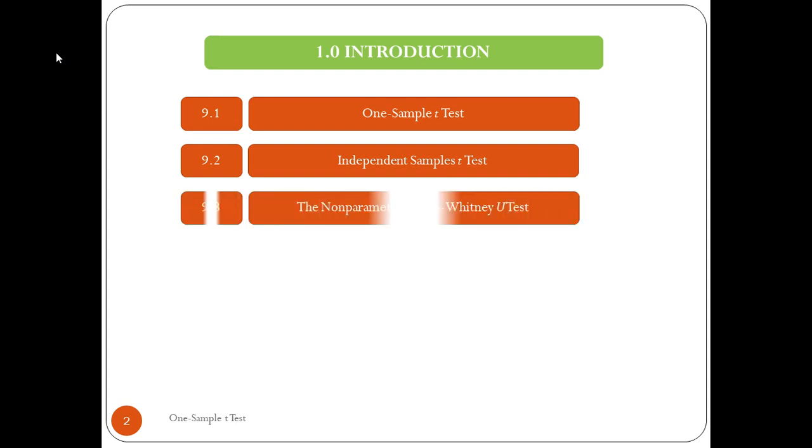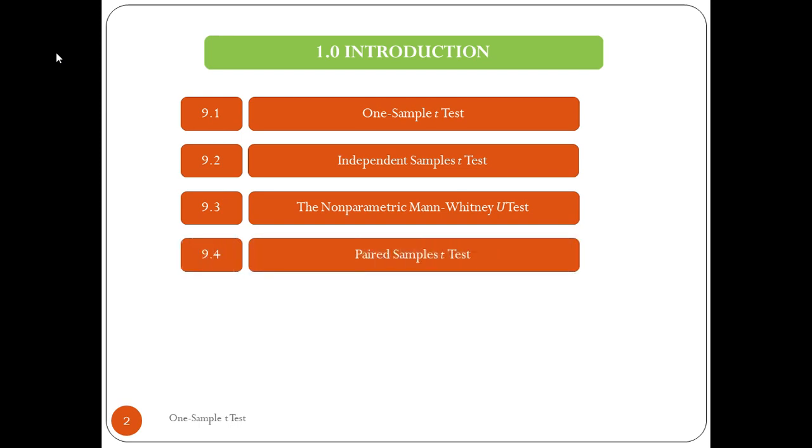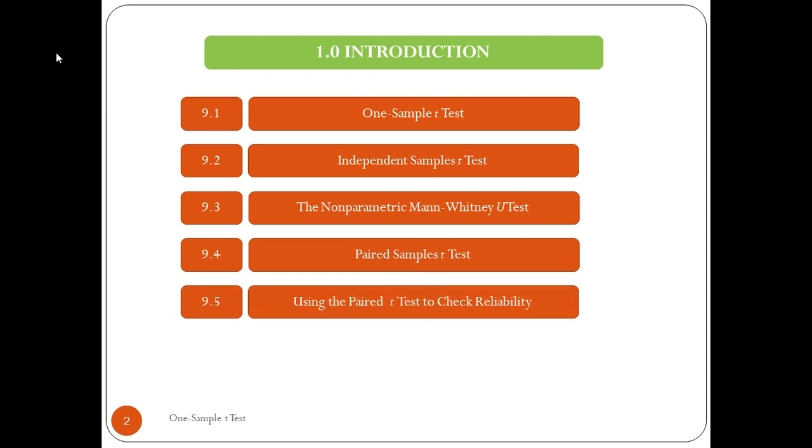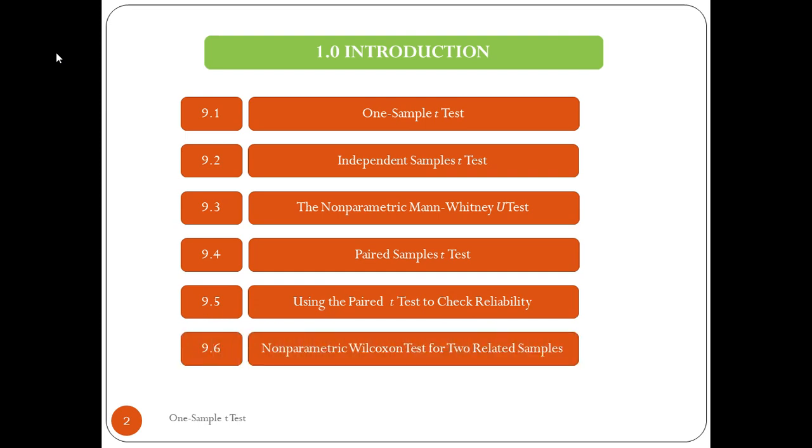samples t-test, the non-parametric Mann-Whitney U-test or U-test, and we're going to learn to apply the paired samples t-test. And after that, we're going to use the paired t-test in order to check the reliability of research instruments. And finally, in lesson number 6, we're going to learn the non-parametric Wilcoxon test for two related samples.